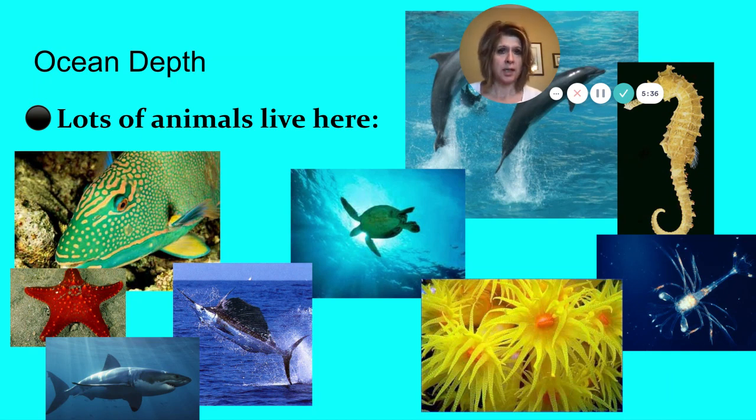If you're an organism that eats phytoplankton, then you're going to live up there where the phytoplankton are. If you then eat the organism that eats phytoplankton, then you're going to live where that organism lives. So there's a lot of organisms that live in the sunlight zone because they need food in order to live.